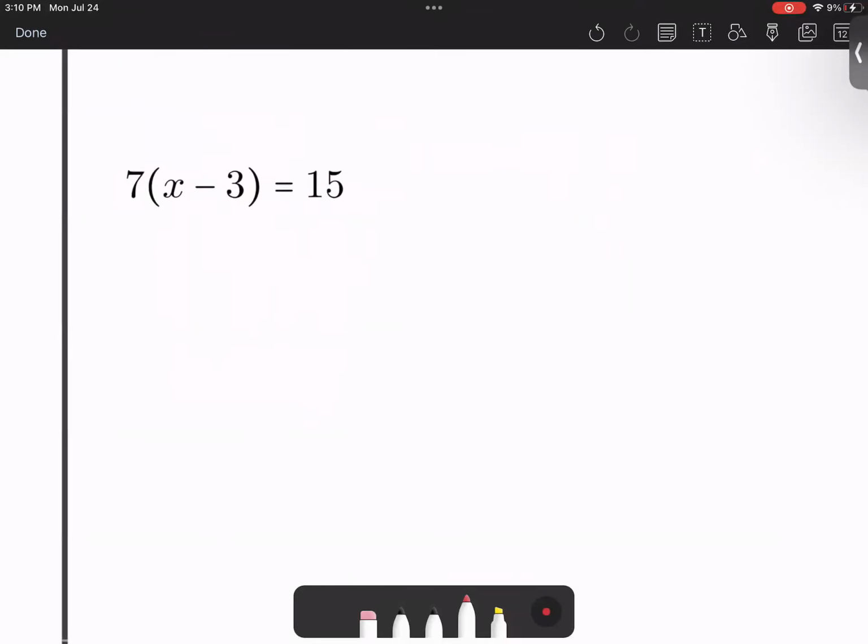Let's do the second one. I need to solve for x. And again, like peeling away the layers of an onion, what's being done to x? And we need to take that away. So before I worry about this x minus 3, whatever that is, it's being multiplied by 7. So how do I get rid of multiplication by 7? I divide by 7, or I multiply by the reciprocal.